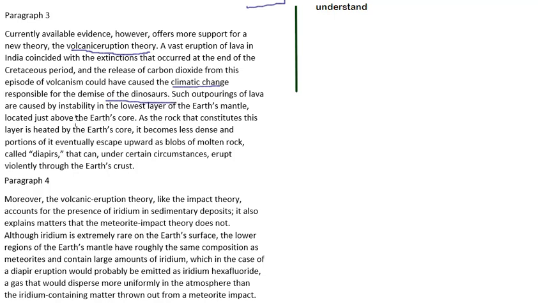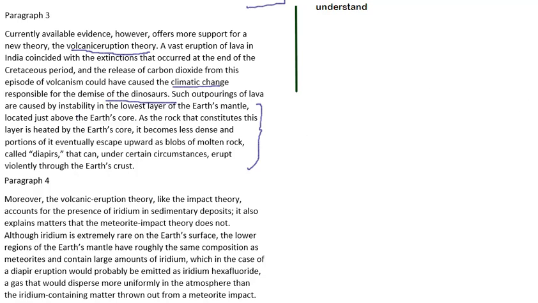Such outpourings of lava are caused by instability in the lowest layer of the Earth's mantle, located just above the Earth's core. As the rock that constitutes this layer is heated by the Earth's core, it becomes less dense, and portions of it eventually escape upward as blobs of molten rock. So this is a bit technical, in the sense that how exactly this happens is given here. There is no need to understand everything, what is diapirs and what it means. Just understand that the third paragraph talks about a new theory, which is the volcanic eruption theory, and the climate change caused by the eruption might have resulted in the demise of the dinosaurs.